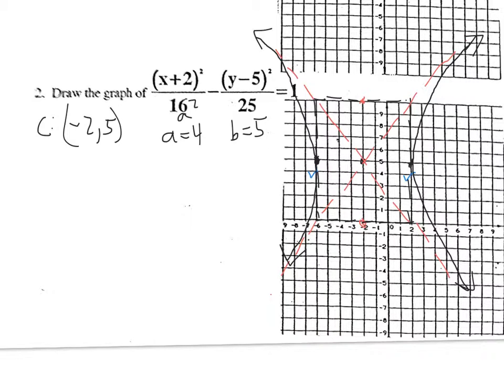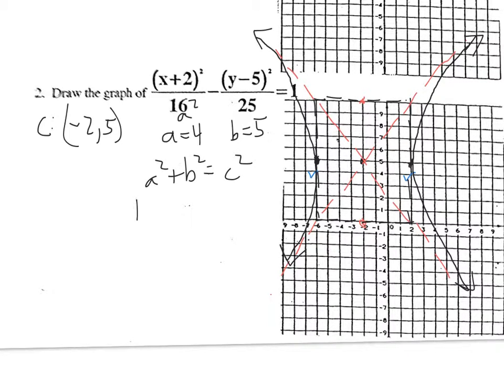So we used A and B to create that reference rectangle. We connected the corners to get the slant asymptotes, and then we drew the graph. The next couple of things I want to do is identify the focal points. I want to figure out where the foci are. And so now, just like we did with the ellipse, in every problem, you're pretty much going to be using that a squared plus b squared equals c squared relationship.